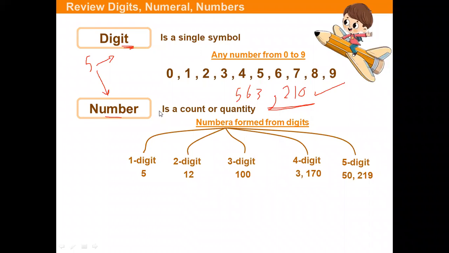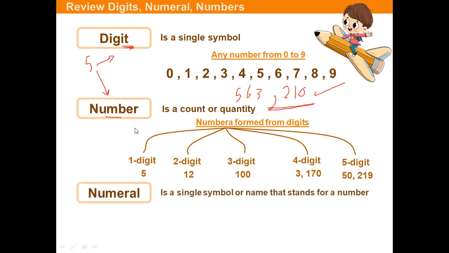Go to the last one, the numeral. What is the numeral? A numeral is a single symbol or name that stands for a number. For example, we will make 2 teams. The first team is about 5, 84 and 7,000. Okay, 5 is a digit and a number. What about the numeral? It's also a numeral.